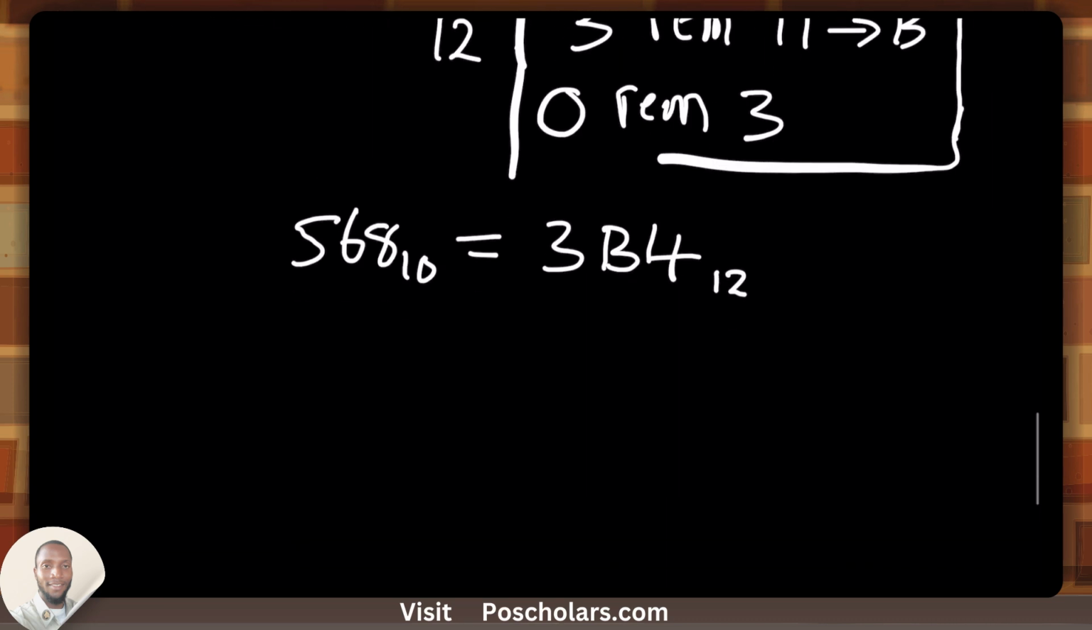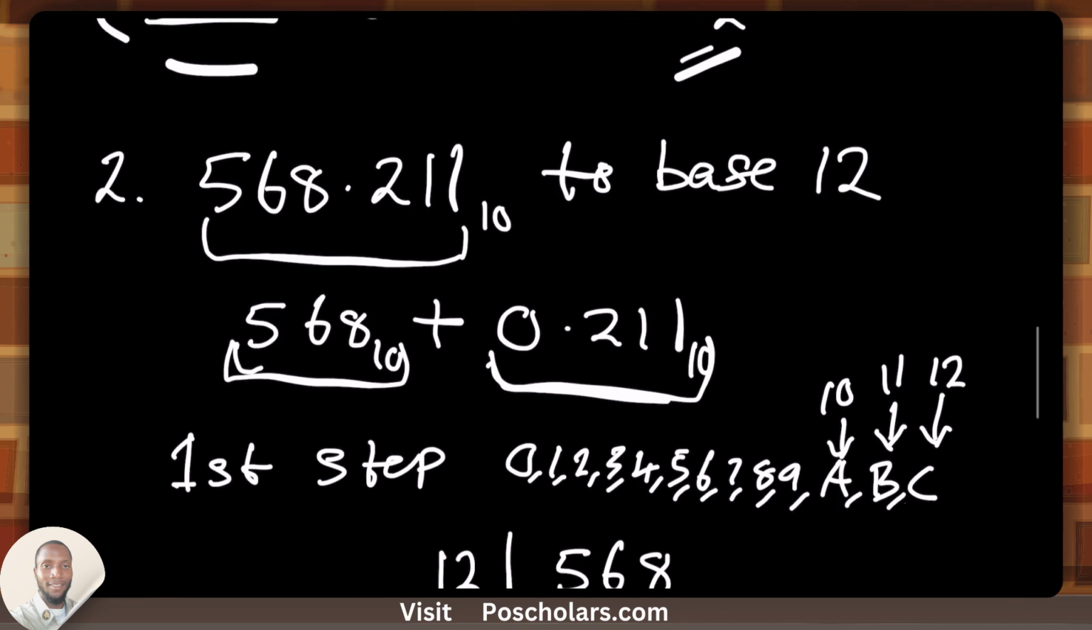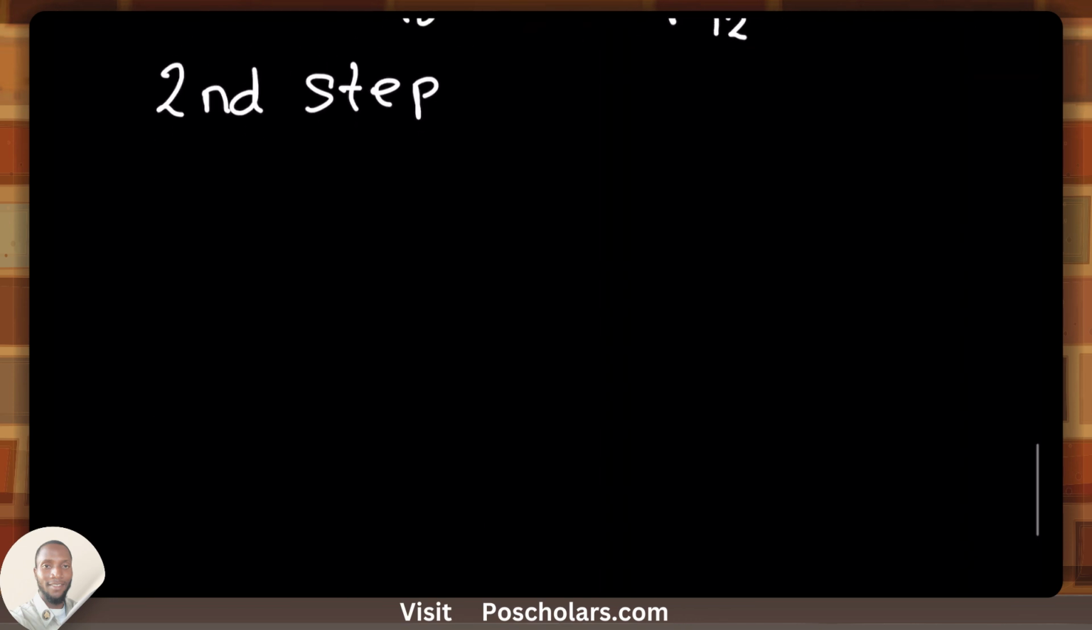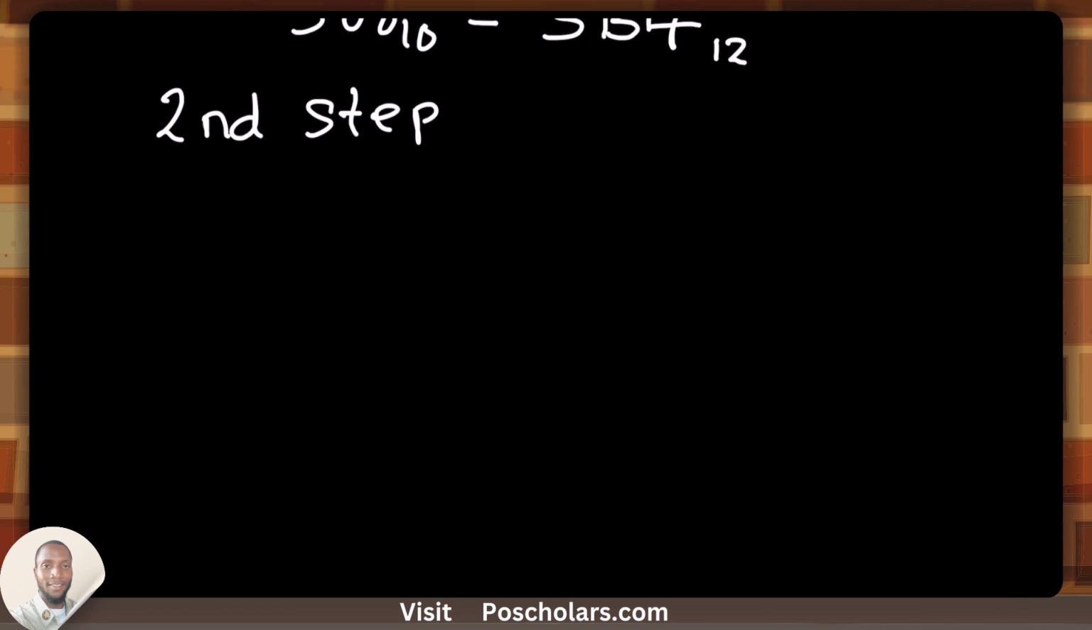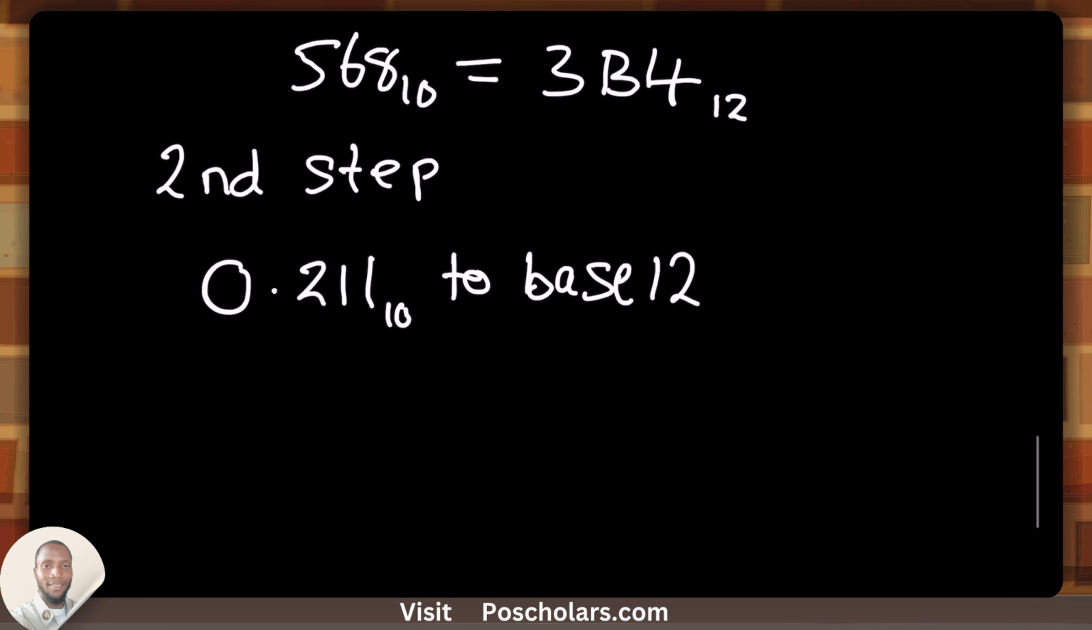What's the second step? The decimal part, we have to convert it to base 12. I taught you how to do that. So we want to convert 0.211 in base 10 to base 12. The principle is clear. Whenever you're converting a decimal fraction to any base, we simply multiply successively the decimal part by the required base. So here, the decimal part is already 0.211.